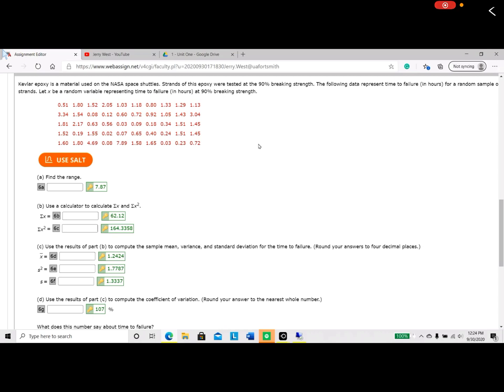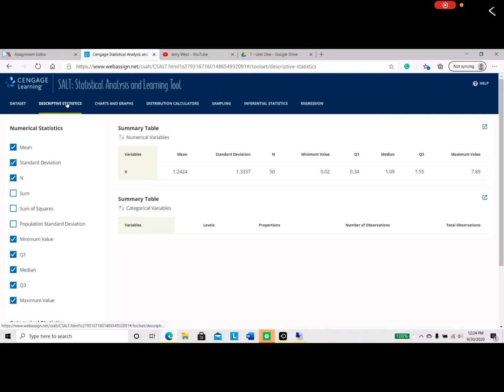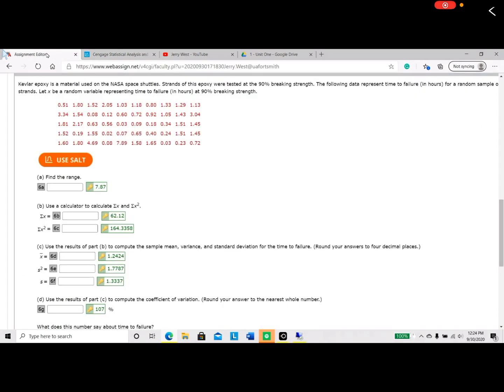Okay, now when I click on use SALT, it's going to populate that program with all the data. I do need to go to descriptive stats, and for this section, you're also going to want to go over here to the left and check sum and sum of squares, because on the very last problem in your homework, you're going to be asked for those. I'm going to bounce back and forth, so I'm going to try not to do it too fast.